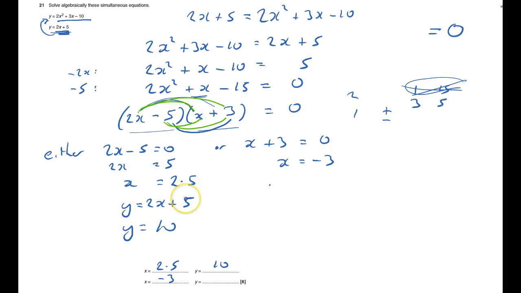So that's that one. And this one here, y equals 2x plus 5, so y will equal 2 times negative 3 is negative 6, plus 5 is negative 1. And so that gives us negative 1. Those are our answers. That's question 21 done, and that's the end of the paper.